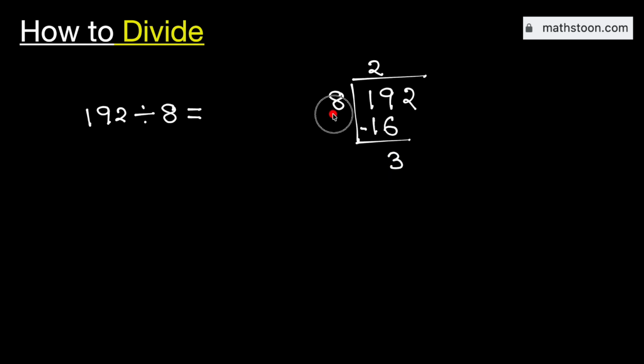Now 3 is less than 8, so we will bring down this number 2 here. And we know that 8 times 4 is equal to 32. Subtract, we get 0. As we have got the remainder 0, so we will stop. Therefore, 192 divided by 8 is equal to 24. And this is our final answer.